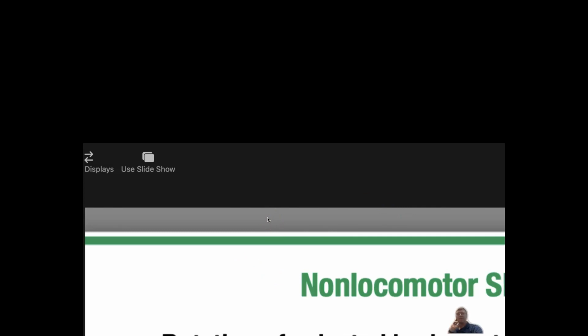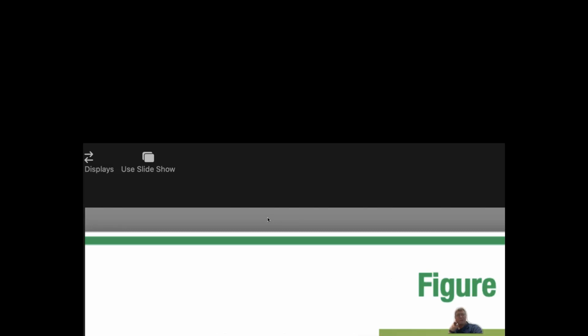I'm going to go through these a little quicker here because I want to go upstairs. So twist in place would be a non-locomotor skill. Pushing, push against a wall, broaden your foot base.